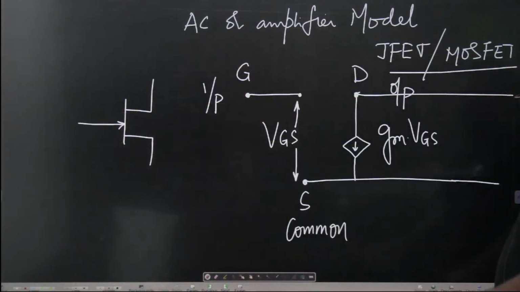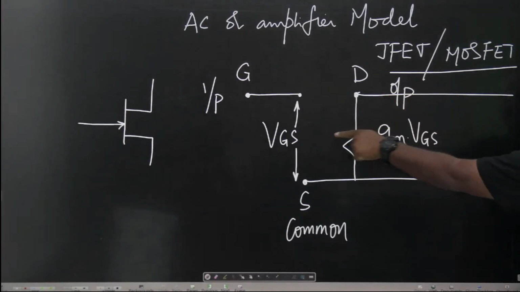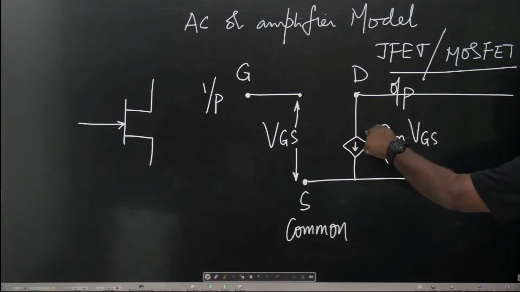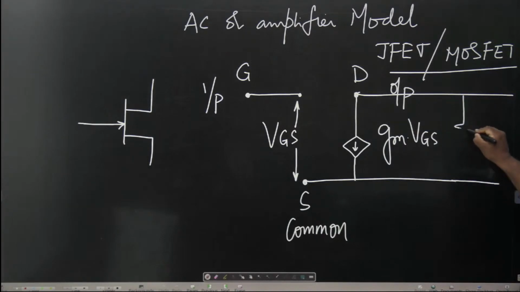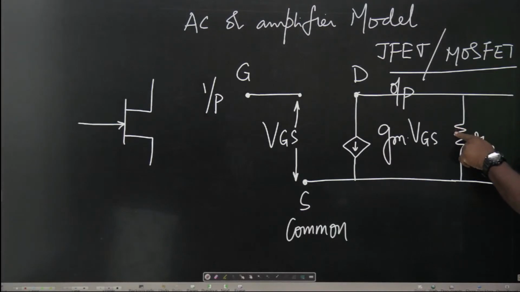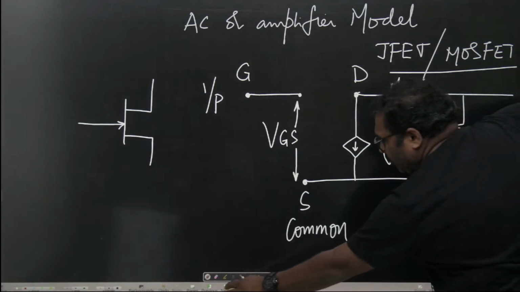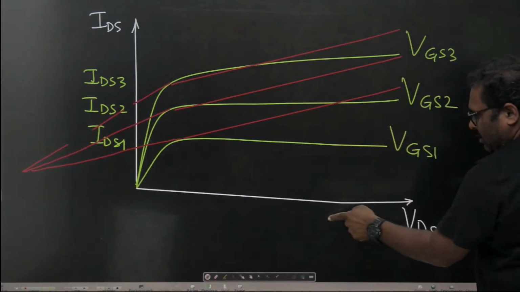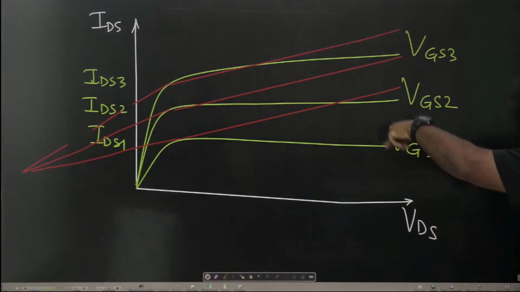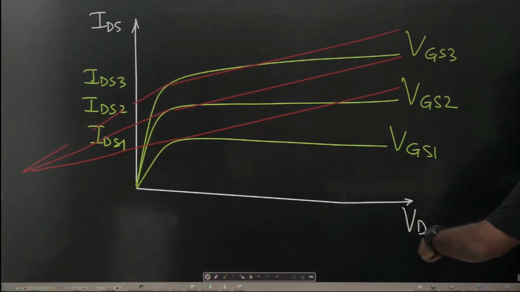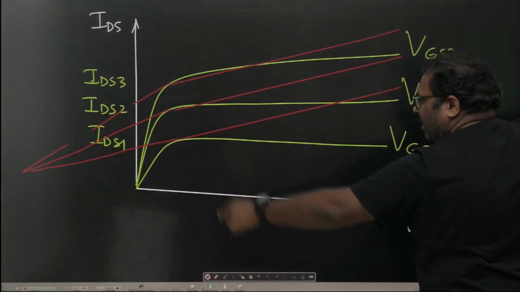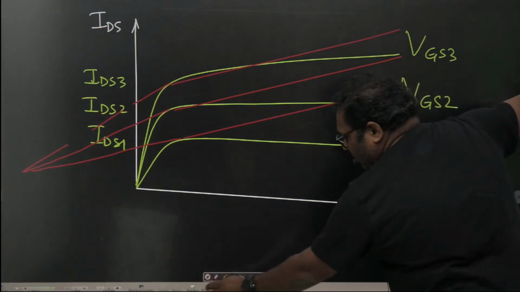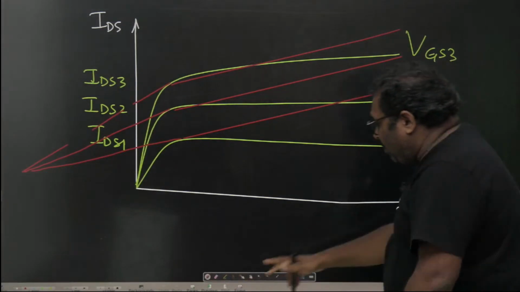So we cannot say that this is ideally being controlled only by VGS. There is also a non-ideal resistance in the form of R0. This R0 can be assumed to be infinite, and this becomes ideal, if your graph can be assumed to be parallel to the x-axis, if your IDS is purely depending on VGS. But practically it depends on VDS also. A slight slope may be there. So therefore, there may be a finite resistance also.